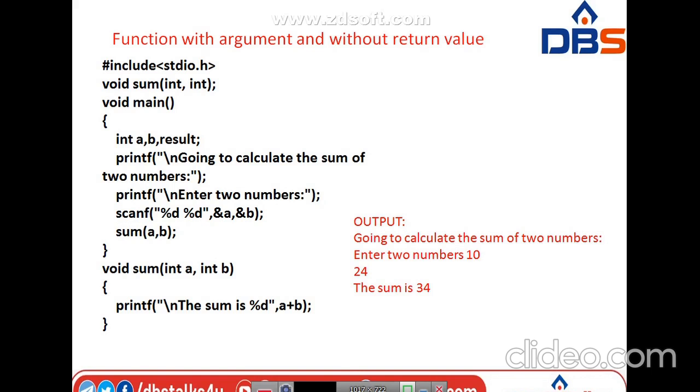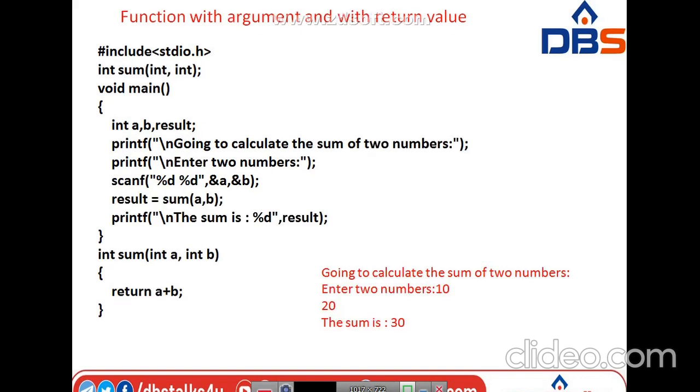In the function definition, simply I am going to print the sum of a, b. See, what is the sum of a, b? For example, if I have given the value of a as 10 and b as 20, the sum is 30. Okay, that's all. It is the example for function with argument and without return value.